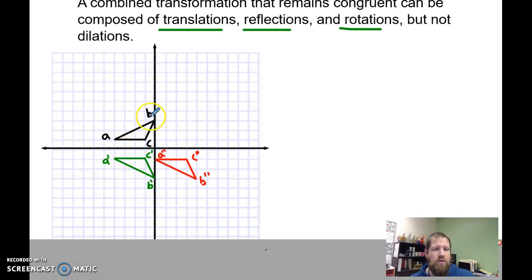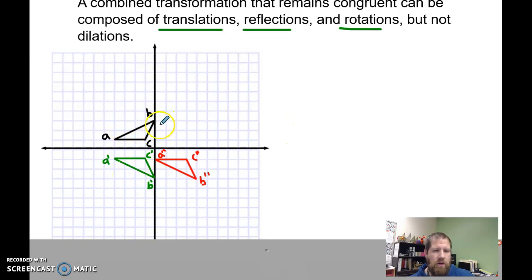It looks like it reflects straight across the x-axis, so this would be a reflection. If I wanted to check my coordinates mathematically, I could. B is at (0, 3), B prime is at (0, -3). C is at (-1, 1), C prime is at (-1, -1). It looks like I've just changed the sign on my y values, so this is a reflection over the x-axis.